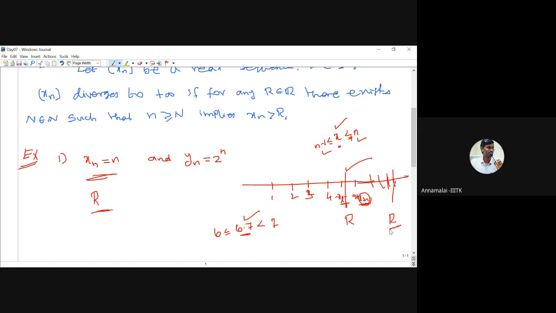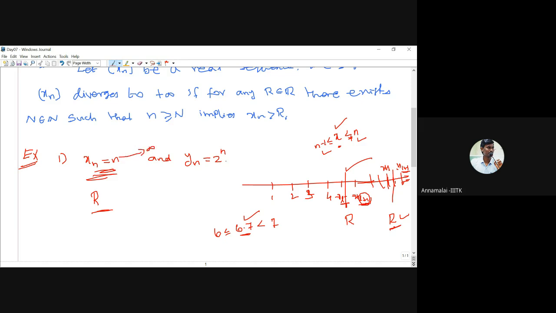So given any r, we can find some integer here. Maybe this is some xs, because the sequence terms are all integers, and another is xs plus 1. After this s plus 1 stage, all the sequence terms are bigger than r, because this xn is increasing: 1, 2, 3, 4 and so on. Therefore it diverges to plus infinity.